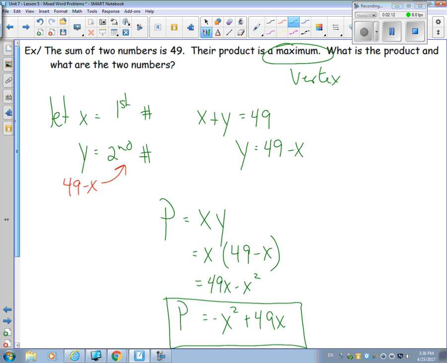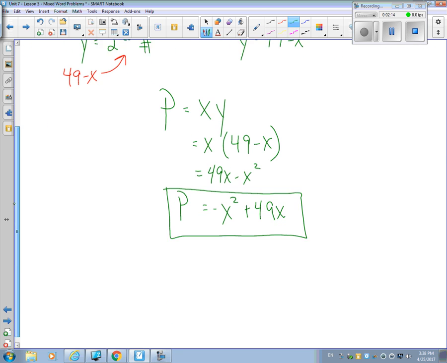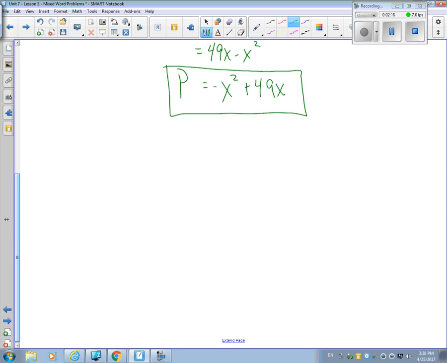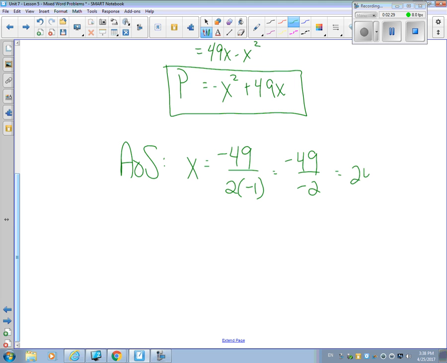What were we looking for? We're looking for a maximum. We know maximums happen at the vertex. To find the vertex, we need an axis of symmetry. So our axis of symmetry is x equals negative b over 2 times a. In other words, negative 49 over negative 2, or 24.5. That's my first number. My second number we said was 49 minus x. Well, 49 minus 24.5, also 24.5.